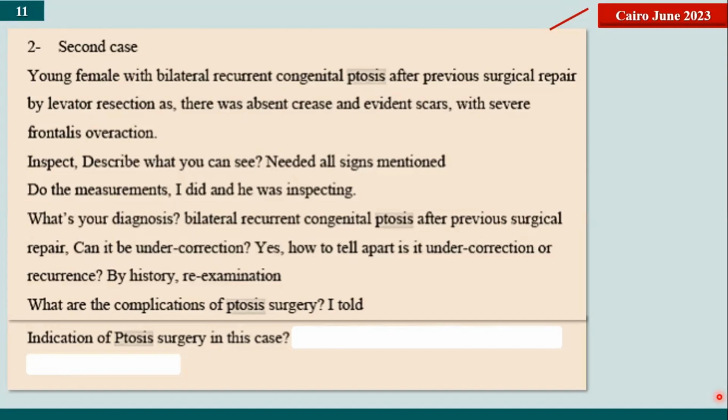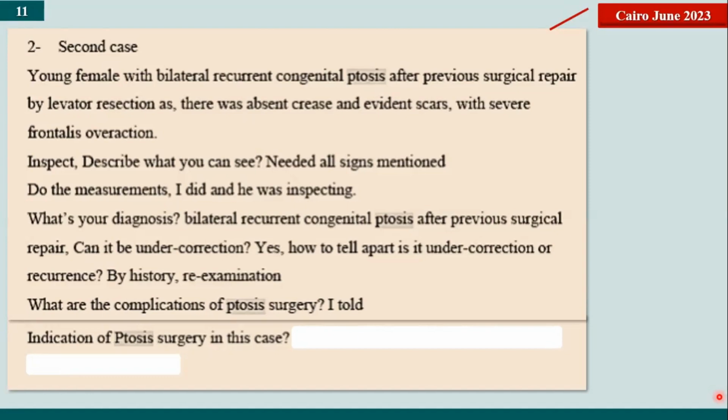Okay, so as you can see here, the importance of finding scars. You have to examine the case carefully, looking for scars at the lid crease or above the eyebrows. But still, the patient has ptosis. So we have two possibilities, under correction or recurrence. Whenever you have an operated case, like a post-surgical case, and still has ptosis, you may think of under correction or recurrence. The question about the complications of ptosis surgery is one of the commonly asked questions. Still, we have ptosis in a patient post-levator resection and severe frontalis overaction.